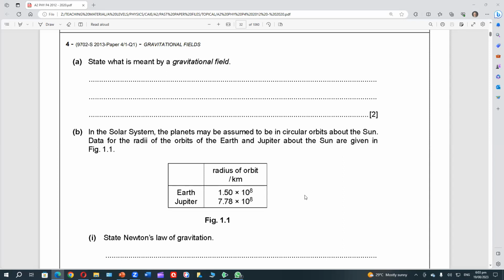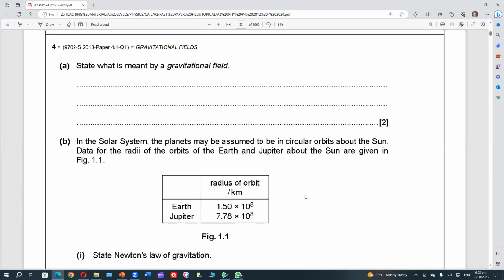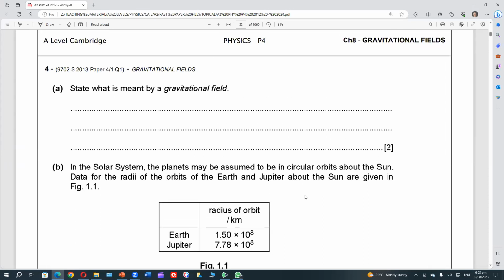Okay. We are doing questions on gravitation as a series of our past paper work. This is June 13, 41-1. If you have this question in your book, you can take it out.